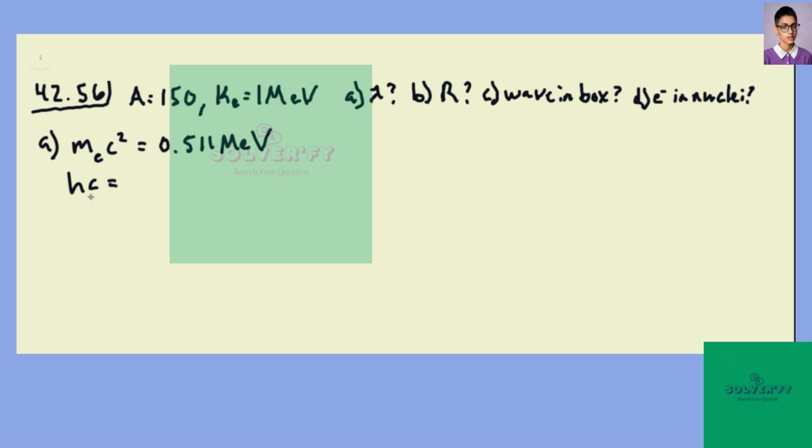And then hc, also another thing, is that it's 1,240 mega electron volt femtometers. Usually it's in electron volt nanometers, but you just move around the powers of 10 and you get mega electron volts and femtometers.